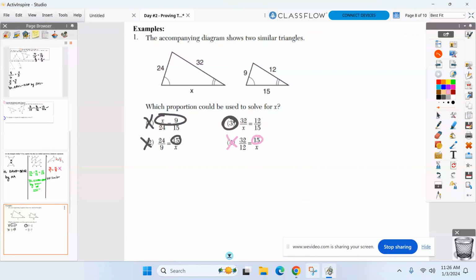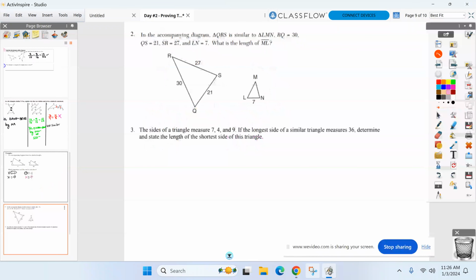All right, let's see if we can do this on our own now. Can we make these proportions on our own? So these two triangles are similar. So their sides are in the same ratio. We just have to build that ratio and proportion now. And what are we looking for? ML?